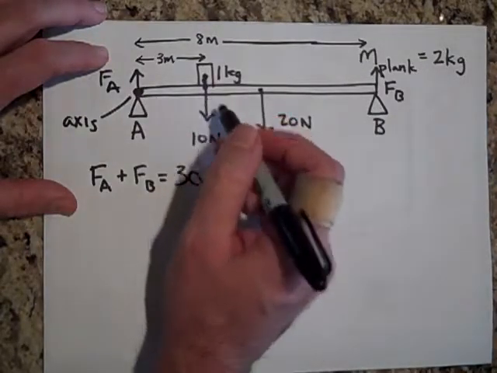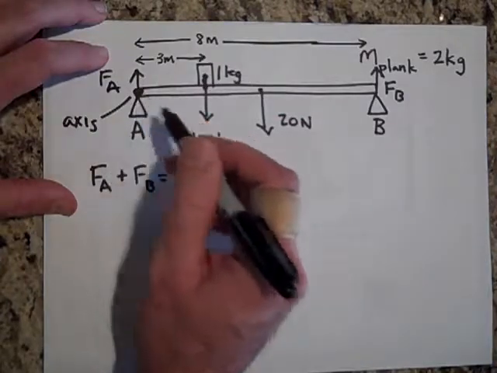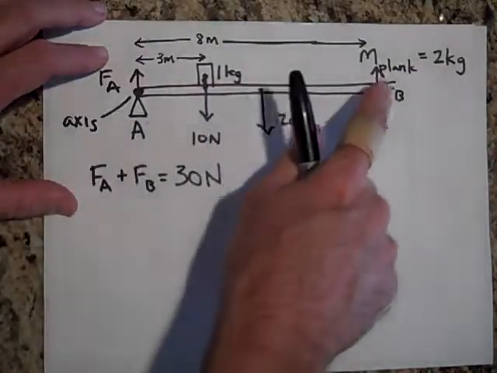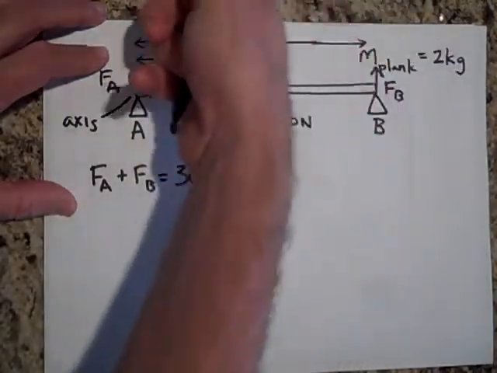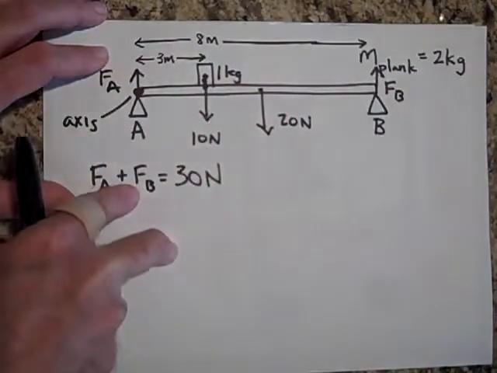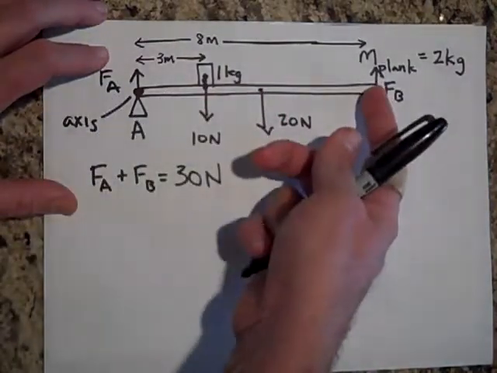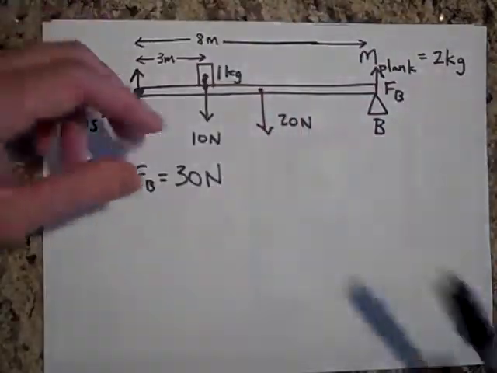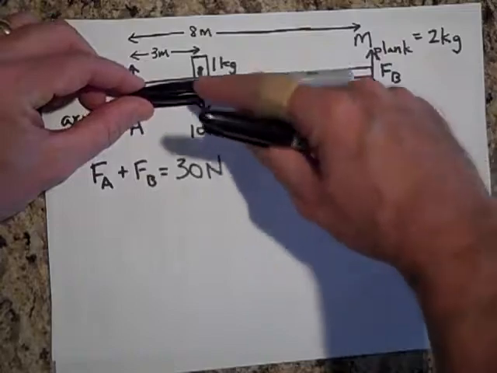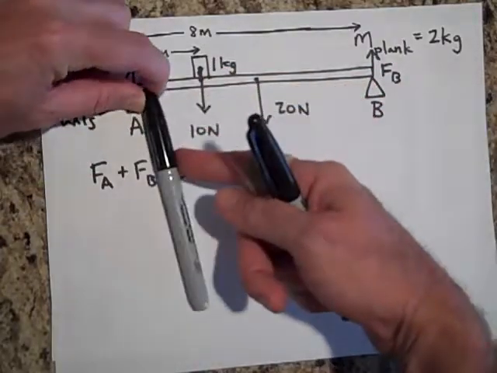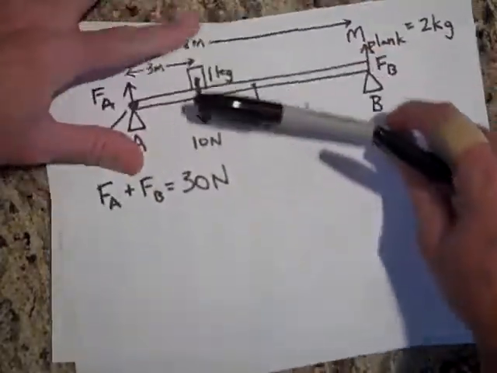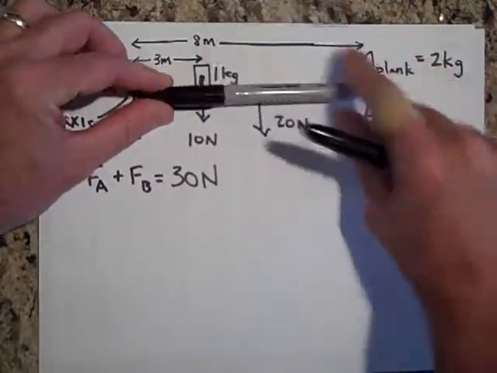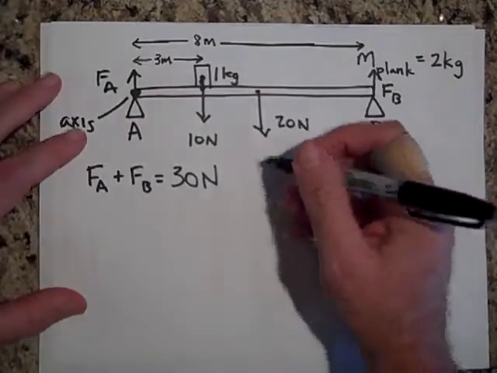So now the battle of the torques. If that's the axis, we have these two forces that are trying to rotate it this way, and this one that's trying to rotate it the other way. The torques trying to rotate it this way have to equal the torque trying to rotate it the other way. So let's show the battle of the torques.